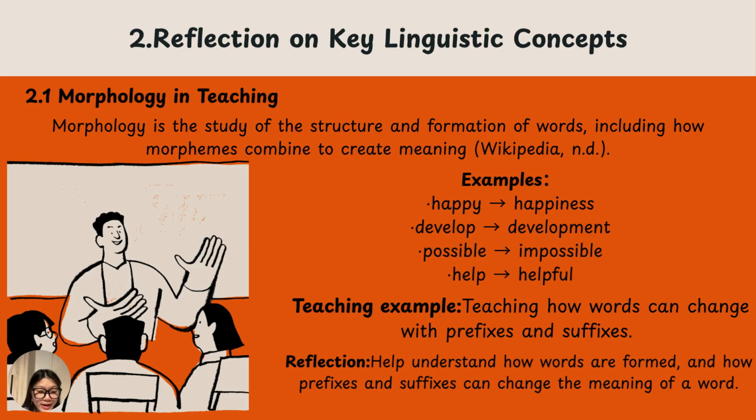According to Wikipedia, it examines the structure and composition of words, as well as how morphemes combine to form meaning. Through this concept, I realized how words can change form and meaning. For example, happy can become happiness, develop can become development, and possible can become impossible. These examples show how prefixes and suffixes can change the meaning of a word.